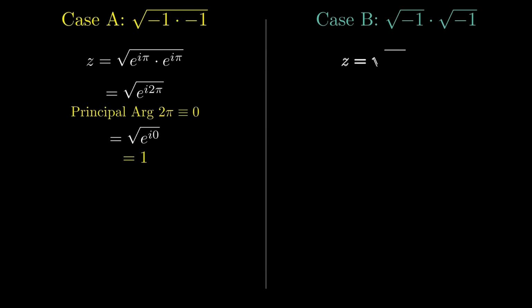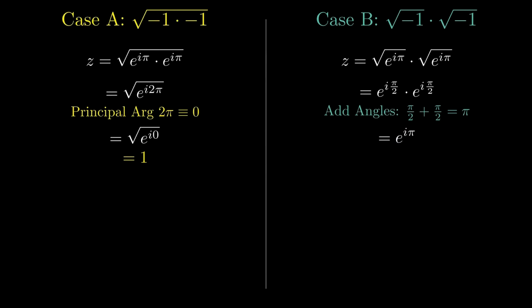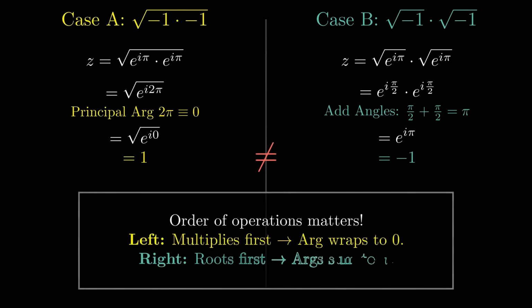Now look at the right side. Here we split the roots first. We take the square root of e to the i pi twice. Each square root halves the angle, so we get e to the i pi over 2 times e to the i pi over 2. Now the angles add. Pi over 2 plus pi over 2 equals pi. That gives e to the i pi, which is negative 1. Same symbols, same numbers, but a different order, and in the complex plane, order matters. Combine first and the angle resets. Split first and the angles accumulate. That's why these two expressions are not equal, not because math is broken, but because complex numbers remember how you got there.